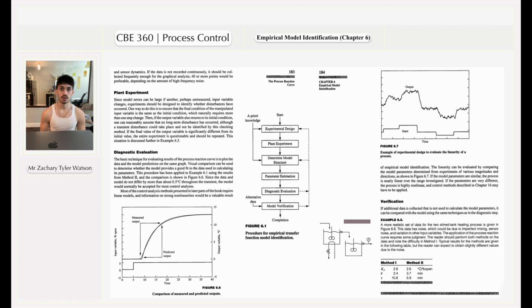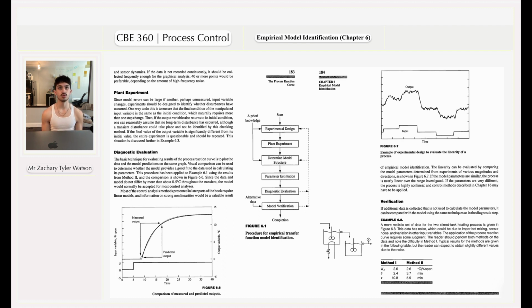We have example 6.2, a more realistic set of data for the two stirred tank heating process is given in figure 6.8. This data has noise, which could be due to imperfect mixing, sensor noise, and variation of other input variables. The application of the process reaction curve requires some judgment, and the reader should perform both methods on the data and note the difficulty in method 1. Typical results for the methods are given in the following table, but the reader can expect to obtain slightly different values due to the noise.